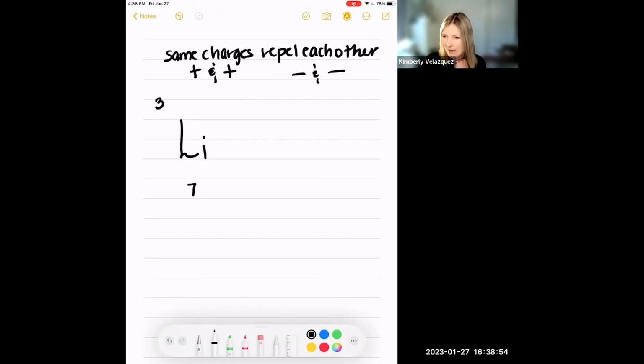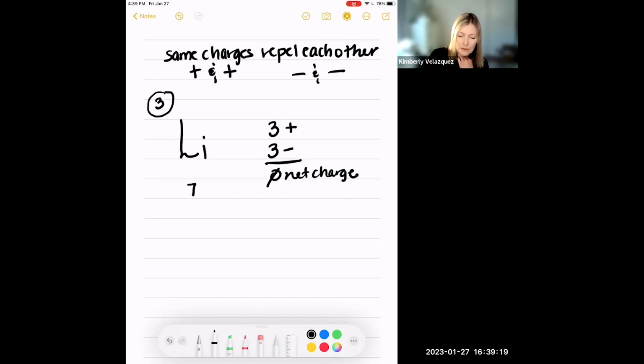That means that lithium has how many protons in the nucleus? 3. That's what that atomic number represents. How many electrons does it have? Also 3. So lithium has 3 protons. It has 3 electrons, therefore no net charge. How about neutrons? How many neutrons does lithium have? That's where this 7 comes into play.